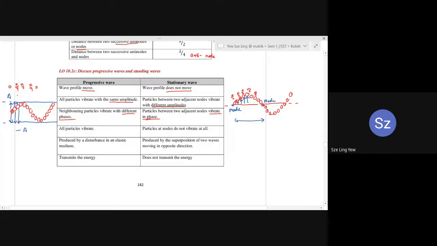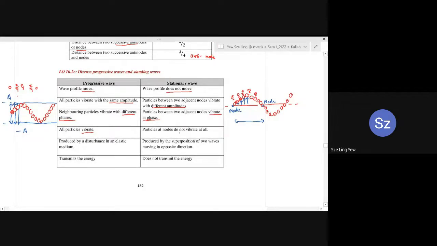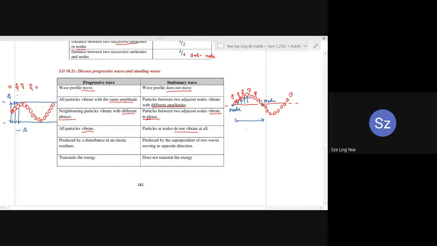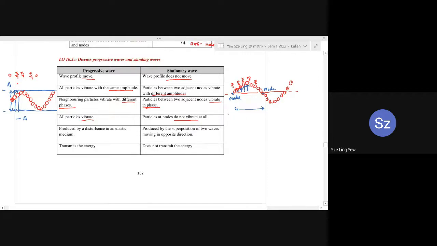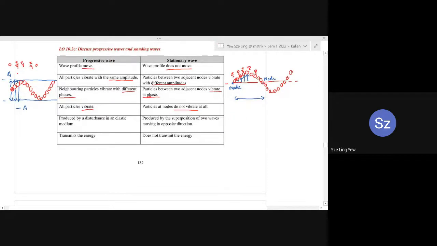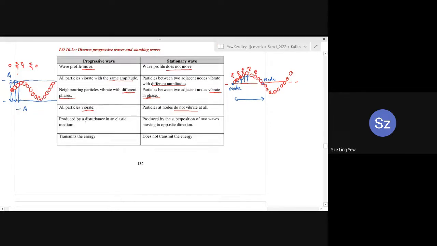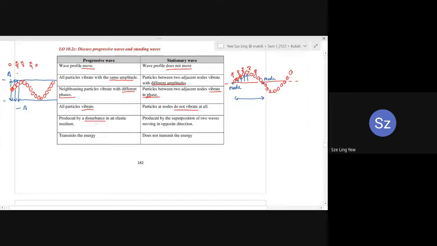So in a progressive wave, all particles vibrate. In a stationary wave, it seems that they do not vibrate at all. That's why you have a fixed amplitude and the same phase. A progressive wave is produced by a disturbance in an elastic medium. You drop something into water and it starts to generate waves. You need a source, a disturbance, to initiate the progressive wave.